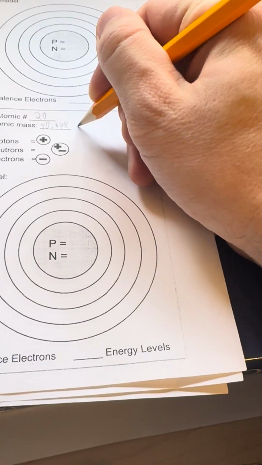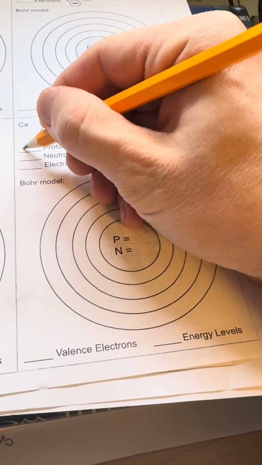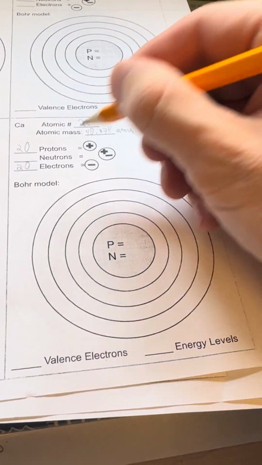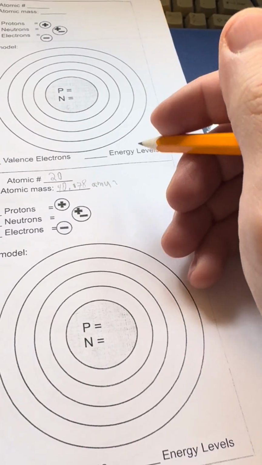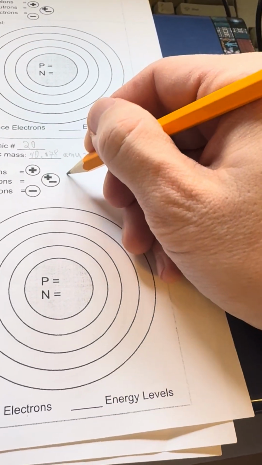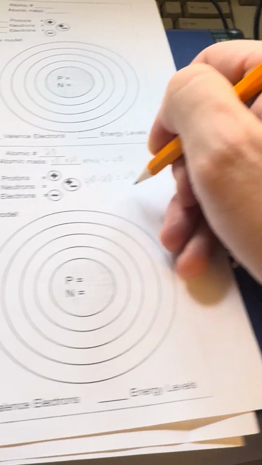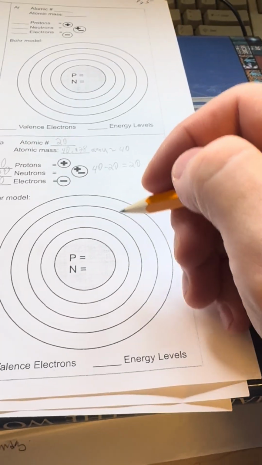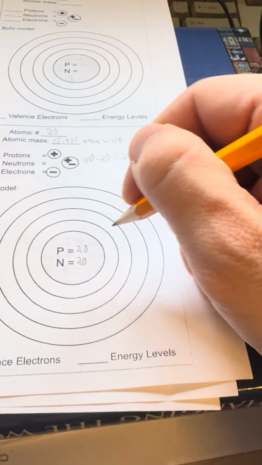40.078 AMU. The number of protons will be 20, which matches the atomic number, and that will also be the number of electrons. The number of neutrons can be found by rounding the atomic mass to the nearest whole number, which would be 40. And then we're doing 40 minus 20 equals 20, which is the number of neutrons. Now, this is the hard part where people struggled a lot. So I'm going to do the electrons after I put these protons and neutrons in. So 20 protons, 20 neutrons. Now, the electrons are the hard part.